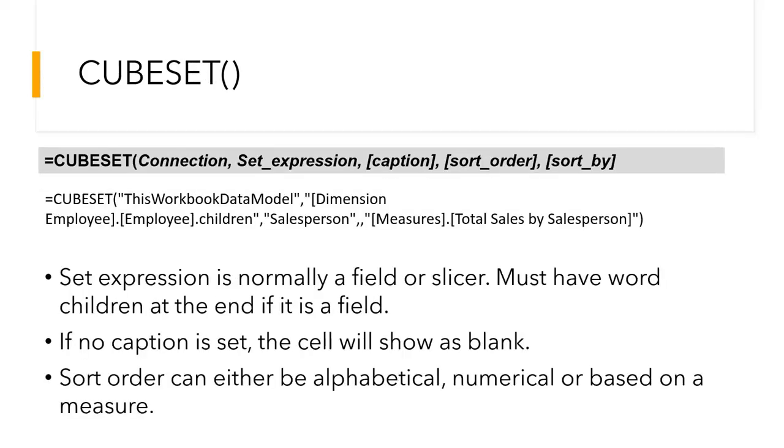With the cube set formula, what we'll normally be doing is pulling information from a field or a slicer. And if you're using a field, and this is something that can really trip you up easily, IntelliSense will pick up the name of the table, it will pick up the name of the field. However, you have to add .children at the end if you're using a field, and IntelliSense will not pick that up. If you don't set a caption, it's just going to show up as a blank cell. But don't worry, you've actually done the work to get your cube set. You can define a caption. So if you are looking at something, for example, with states, you can say states, and that one cell, states, will contain all the information. Your sort order at the end can be alphabetical, numerical, or based on a measure that you've defined.